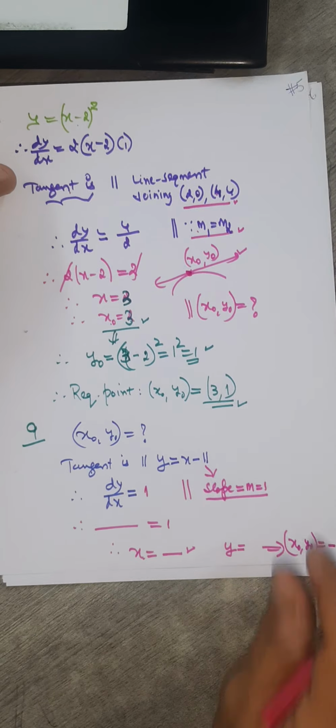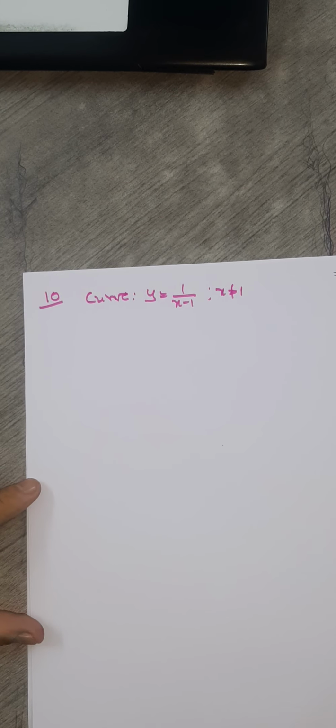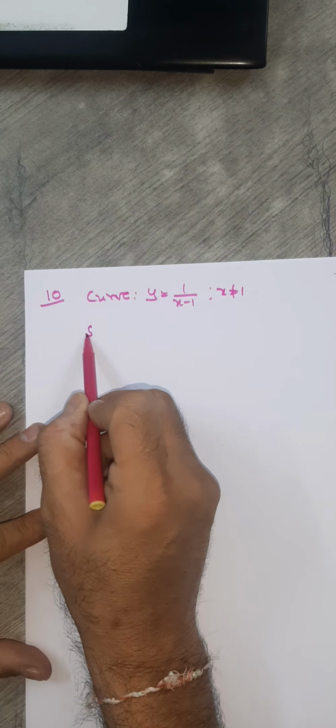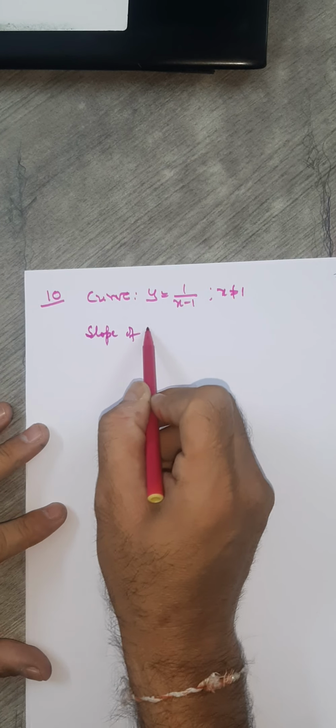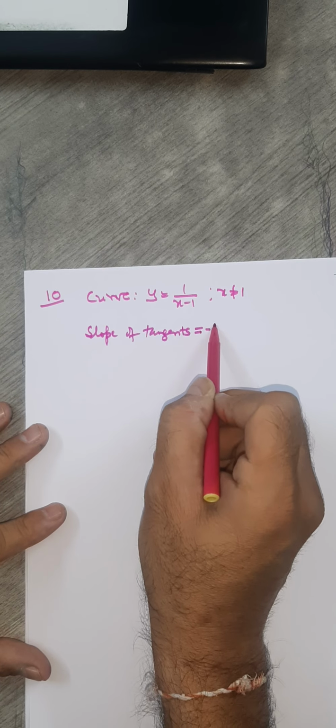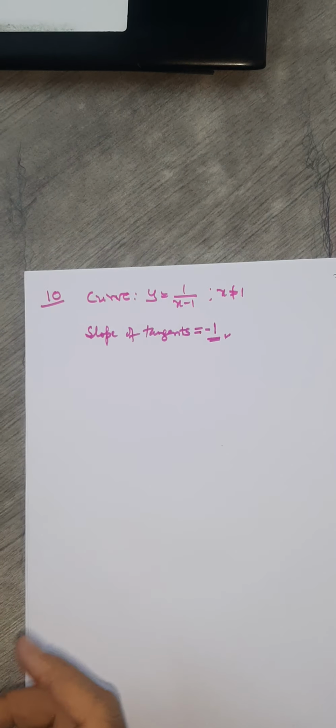The next question, number 10. It says find the equations of all the lines having slope minus 1. So the slope is given. To get the equation of the line, what do you need? You need 1 point of contact. Here the lines are tangents to this curve. In fact, you want all tangents. The slope of the tangents equals minus 1, which is indirectly given. So it's like the previous question.